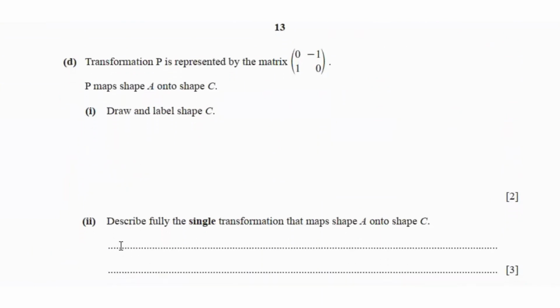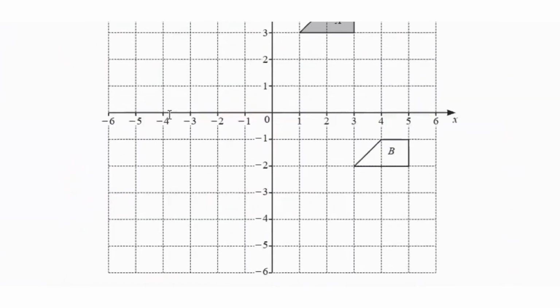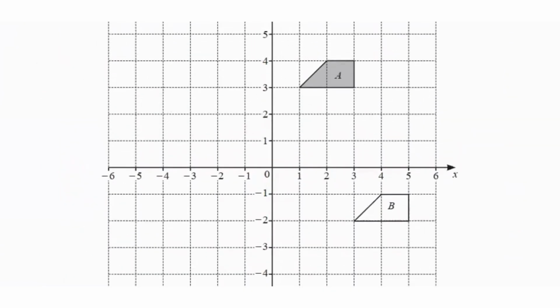Transformation P is represented by the matrix 0, 1, -1, 0. P maps shape A onto shape C. Draw and label shape C. So we have 0, 1, -1, 0. That is the transformation matrix. And shape A has the coordinates 3, 4 over here, 3, 3, 1, 3, and this is 2, 4.